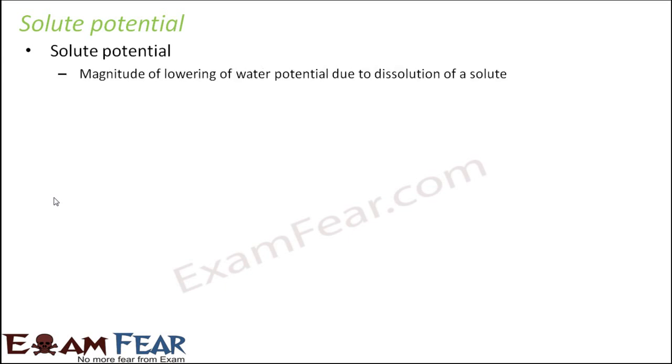So let us see what is solute potential. As the name suggests, it has to do something with the particles which are added to a solution. Any solution is a combination of solute and solvent. If you think of a sugar solution, sugar is the solute and water is the solvent, and they together form the solution. Solute potential is the magnitude of lowering of water potential due to dissolution of a solute. When you mix a solute to water, the magnitude of the water potential is reduced. That reduced magnitude is known as solute potential.